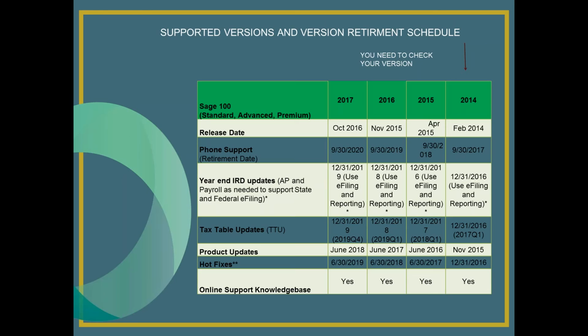So this table that I'm showing you basically shows each version and when it's going to be retired. Sage basically retires a version a year, and they just retired in September of last year the 2013 version, which was 5.0. So if you're on 5.1 or lower, I would suggest that you give us a call and start planning an upgrade. We'll be glad to provide you with information about that upgrade process.